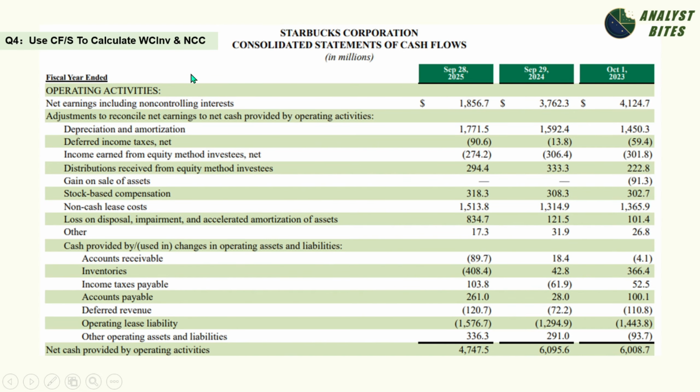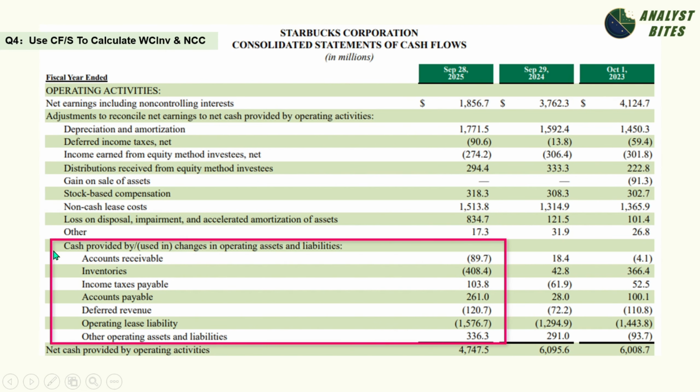Alright, now that we've covered the theory and exam questions, let's step into the real world of business. Remember that Starbucks cash flow statement from our last video? Let's put on our analyst hats and calculate Starbucks' actual working capital investment. Take a look at the pink box on your screen. It includes accounts receivable, inventory, accounts payable, deferred revenue, and so on. These are purely operating items.